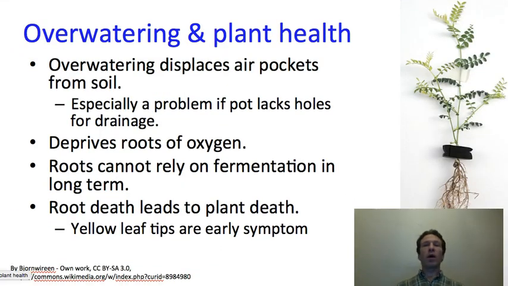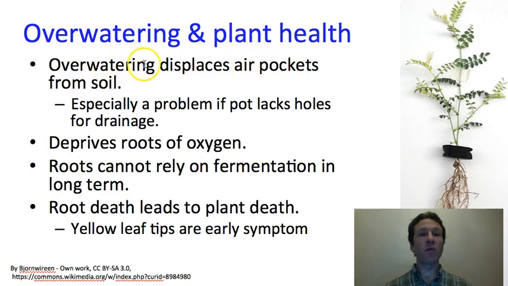Let's talk about what happens if we overwater plants, and we'll relate this to respiration. Remember that if water is added to soil, especially inside pots, or other soil that doesn't drain very well, then the water is going to displace the air pockets in the soil. Of course, the air pockets are where a large amount of oxygen is going to be.